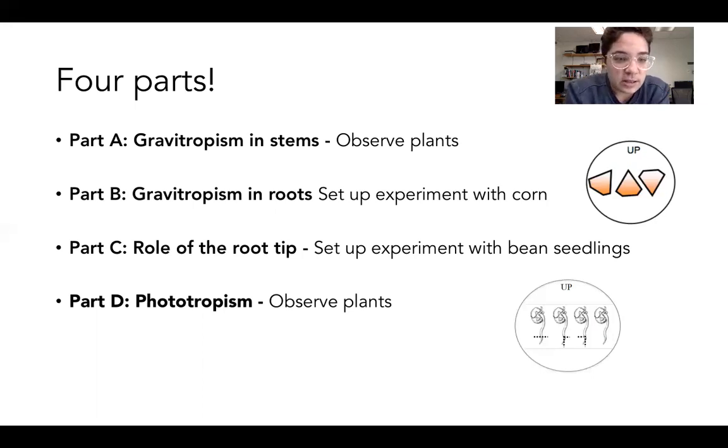Part C is the role of the root tip. For this one, we're going to be setting up an experiment with bean seedlings, and you'll be removing parts of the root tip. It's important to do this under the dissecting microscope because you can't see the root cap unless you're under some sort of magnification, and we don't want to cut off the apical meristem within the root. Look to your TAs for help with that if you need. You may work in pairs for this.